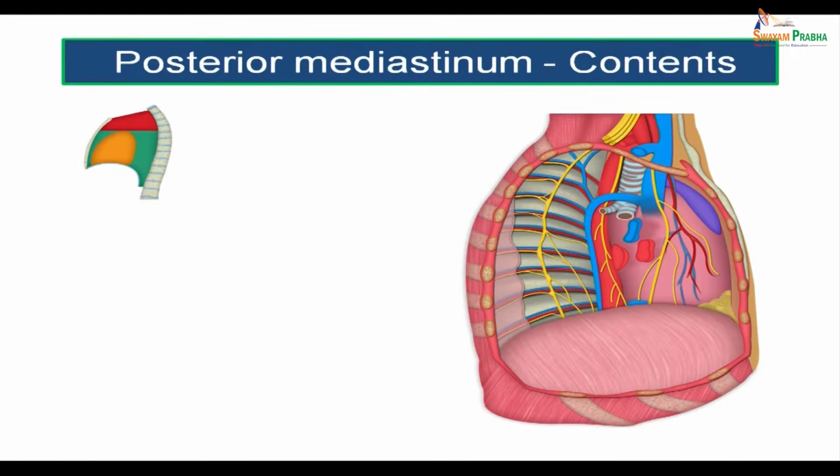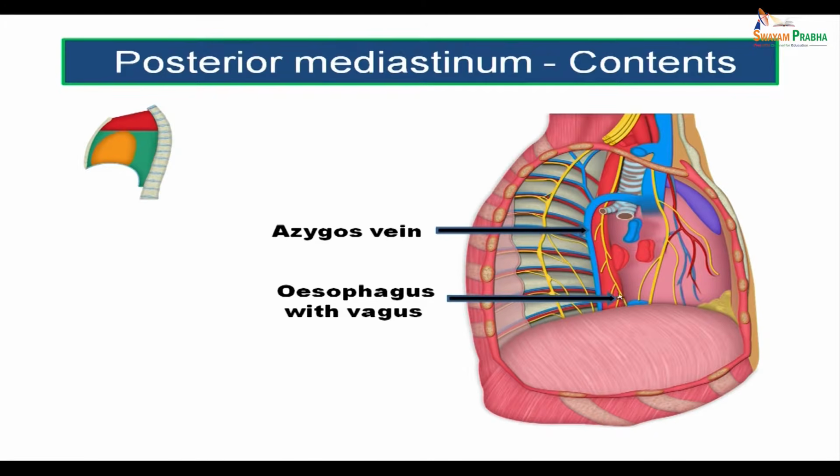Now, let us look at the contents of the posterior mediastinum. Posterior mediastinum has the esophagus with the vagus nerves. The vagus nerves form a plexus around the esophagus. As they go towards the diaphragm, they are going to form the anterior and posterior vagal trunks, which will continue as the gastric nerves. You also find the azygous vein in the posterior mediastinum.